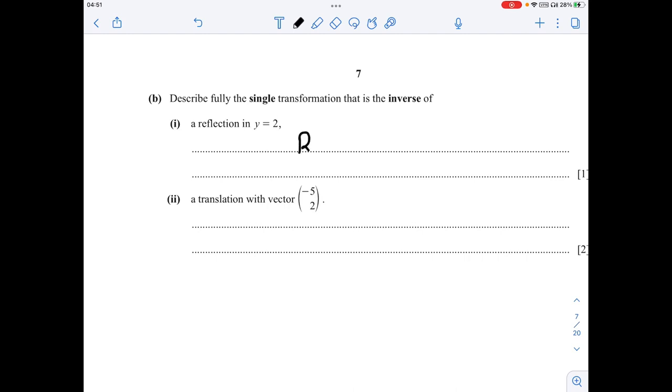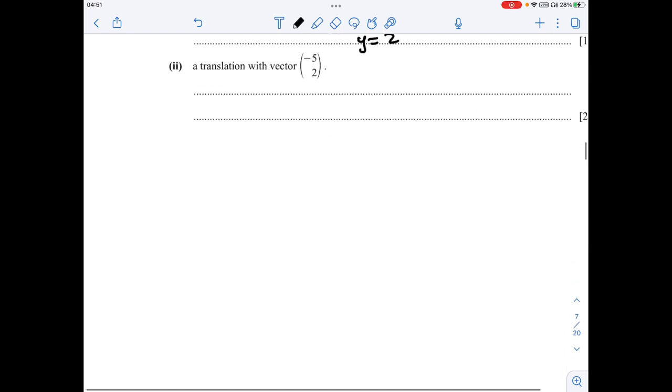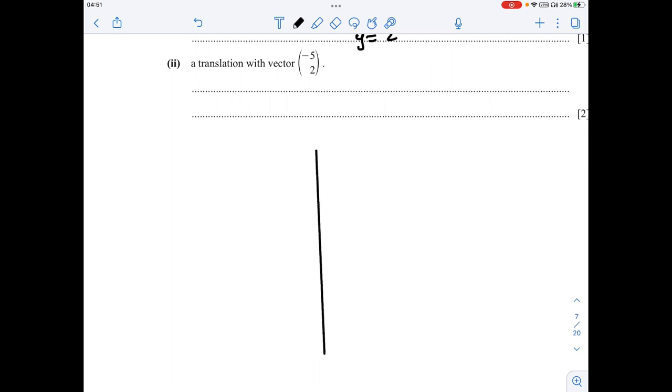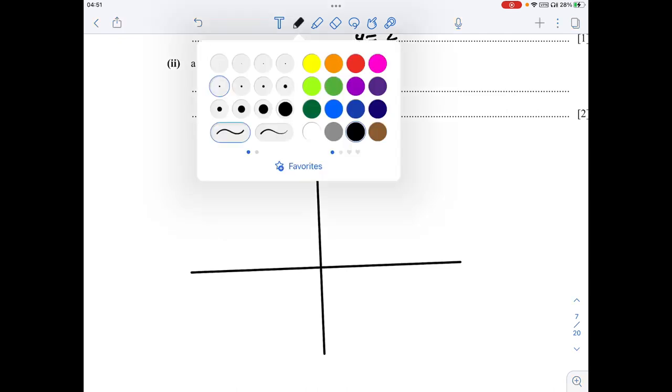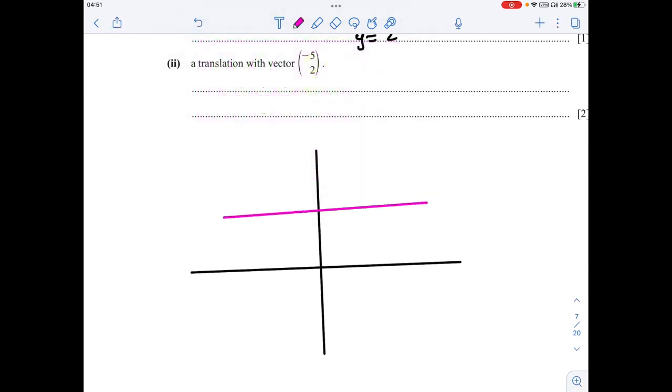Reflection on y equals 2 will again be a reflection on y equals 2 itself only. Why is that a reflection on y equals 2? For example, let us try to understand this one. Where is y equals 2? This is y equals 2.